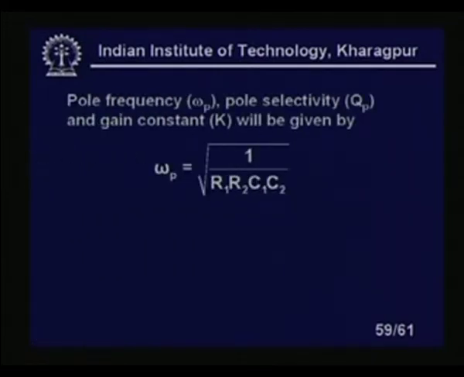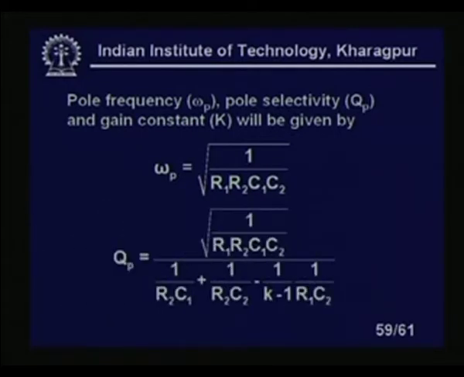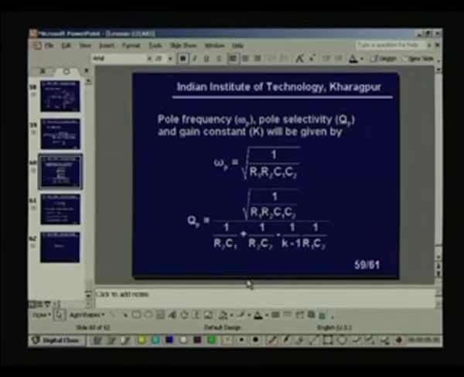Now, pole frequency, pole selectivity and gain constants will be given by omega p equal to 1 upon R1 R2 C1 C2, QP equal to 1 upon R1 R2 C1 C2 and upon 1 upon R2 C1 plus 1 by R2 C2 minus 1 upon K minus 1 upon R2 C2, right. You see that we will get some advantage. Look here at these functions: there is a subtractive term at the denominator.